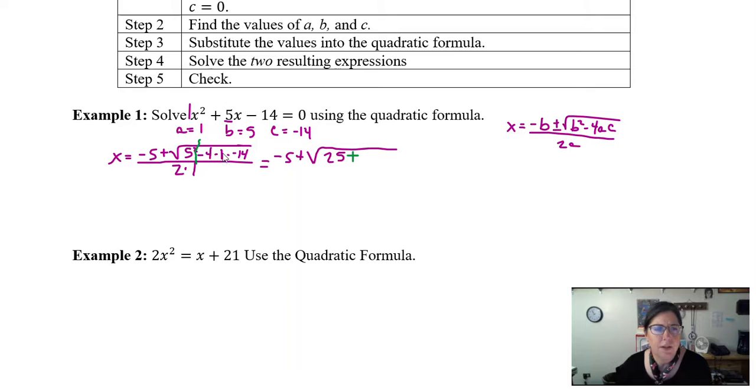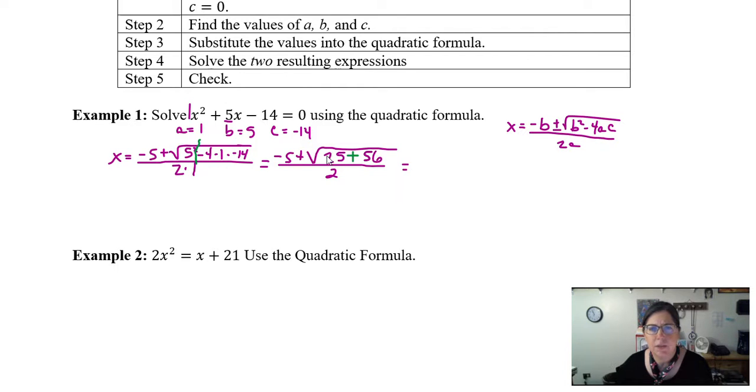And then I do 4 times 1 is 4. 4 times 14 is 56. So I do the signs first so that I don't mix them up. So I do all the signs and then I multiply all the numbers. Then in the denominator, I have 2 times 1, which is 2. So we've done our first step, kind of putting together what we can.